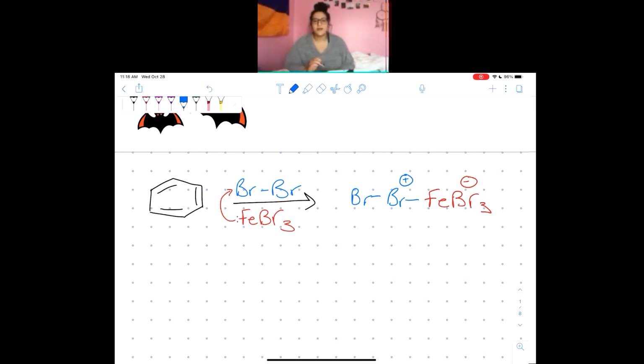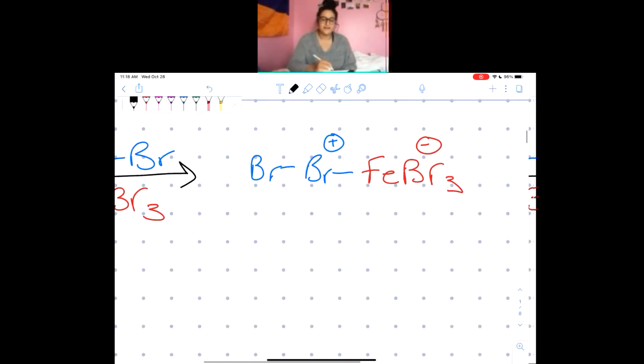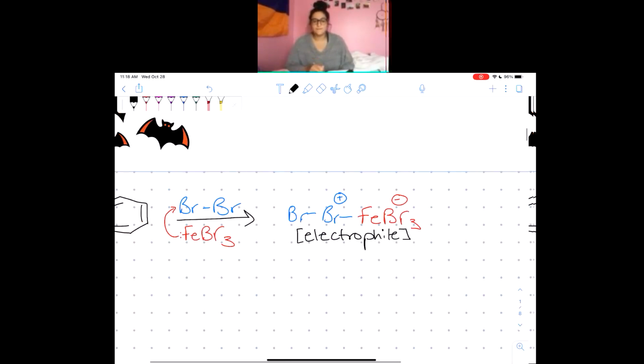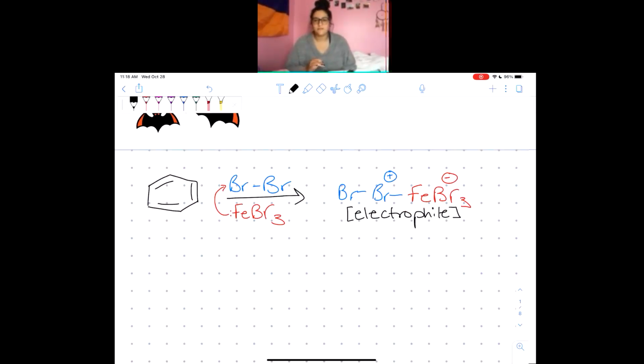And so actually, I misspoke when I said Br2 is the electrophile. I got too ahead of myself. So FeBr3 is the acid catalyst, but if we're being technically correct, this is going to be the electrophile. So I'm sorry about my little mess up, but does this make sense? The acid catalyst must first react with Br2, and that creates the electrophile. And then our benzene ring can react with the electrophile.